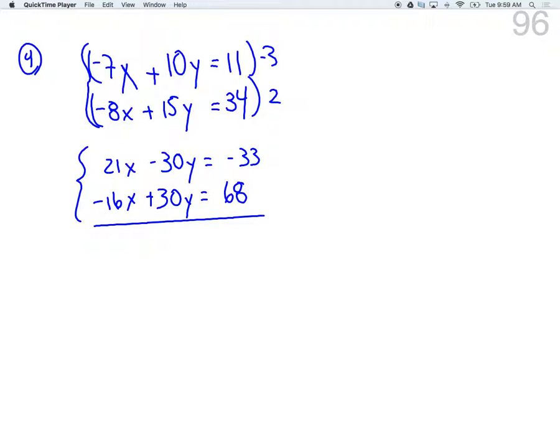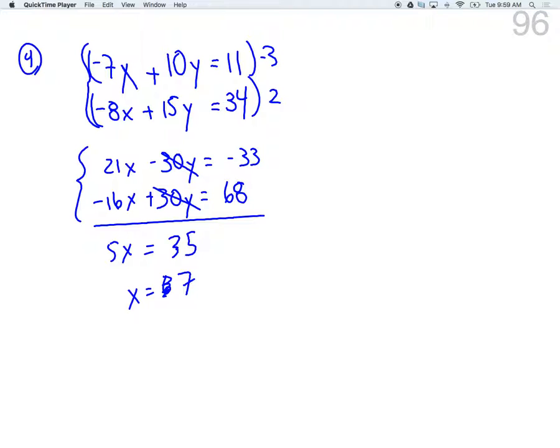All right, and again, I like to add. So we get 5x, those go away, equals 35. Last time I checked, 35 divided by 5 is 7. Okay, I was just seeing who's paying attention.